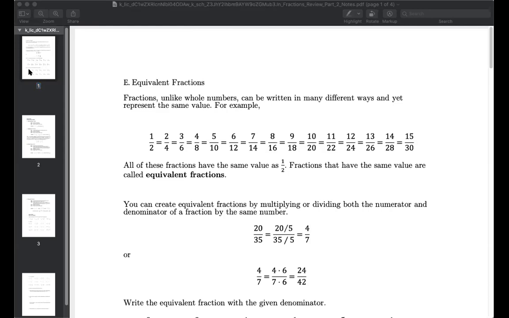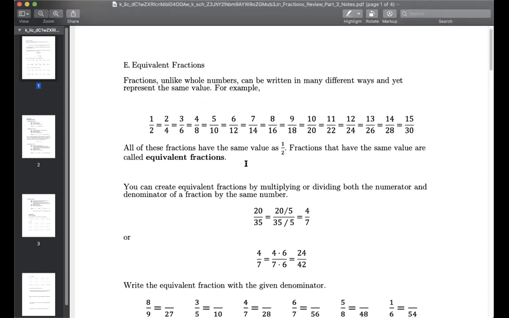Okay, so back to the notes. All right, so equivalent fractions. We all know what equivalent fractions are. We talked a little bit about them last week. We're going to just talk about them a little bit more in detail this week. An equivalent fraction is a fraction that has the same value, but is represented by different numbers. So what we have here in that first example is everything that represents 1/2, right?